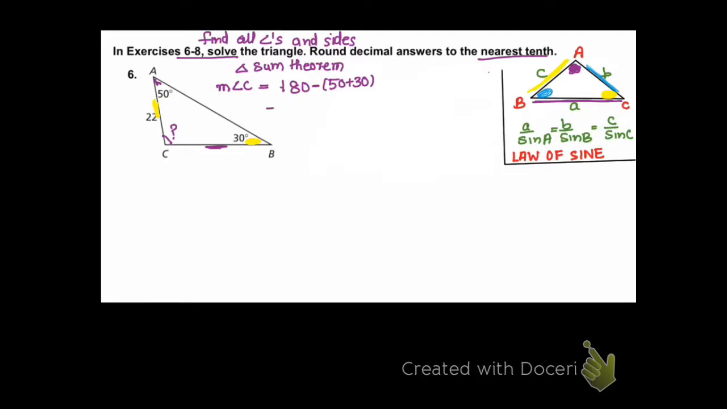180 minus 80 is 100 degrees. So our one answer is here, that's C. So we have all the angles now. The only thing is, we have to find the remaining two sides. So how do we find the remaining two sides?